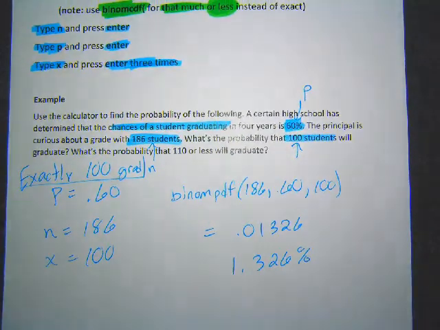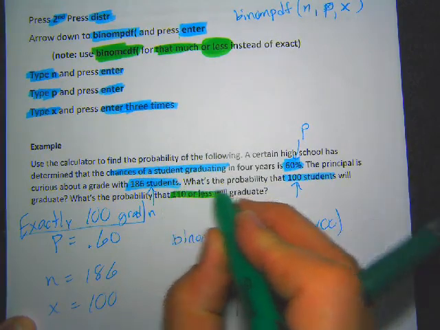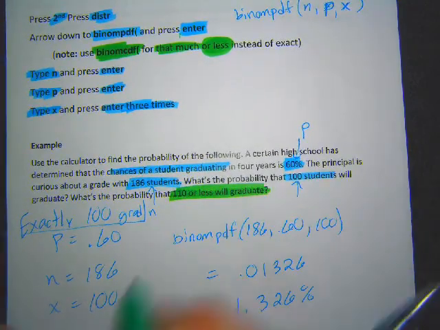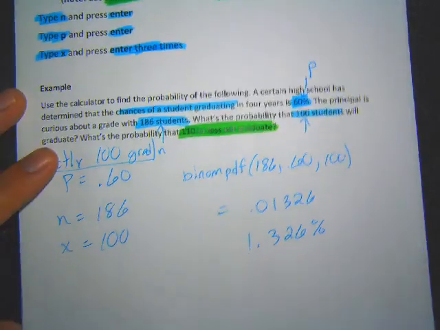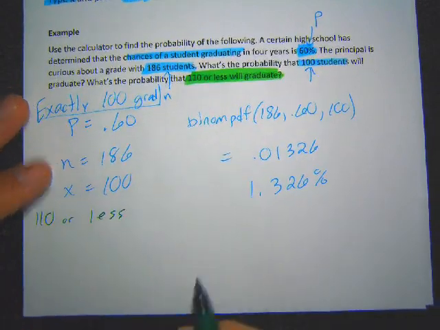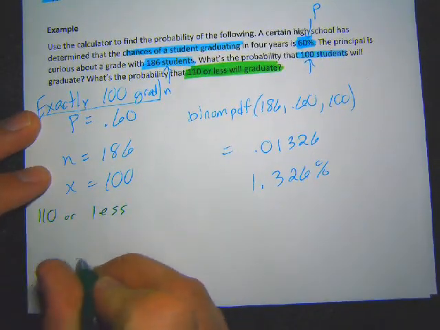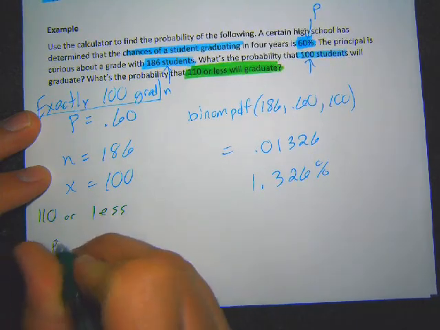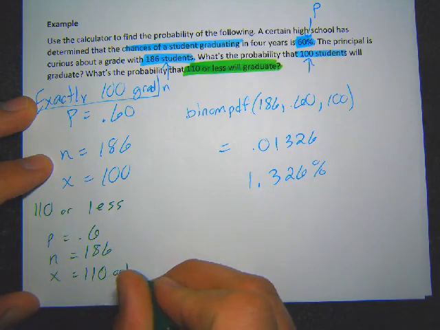What if instead you want to do something like 110 or less? Well, I'm not going to sit there and do 110, 109, 108, 107, and do all the way down to 1, because that'd be silly. That'd take a lot of time. So instead, we just use the CDF option. When we want to do 110 or less, that just means that now our X is going to be 110. We're still using the same N as 186, and the same P as 0.6. None of that changed, but we're just looking for 110 or less.